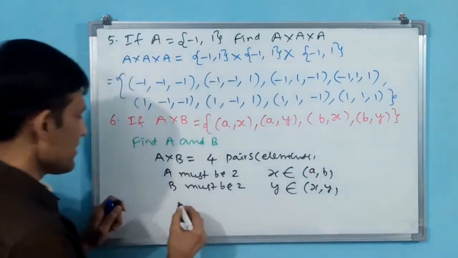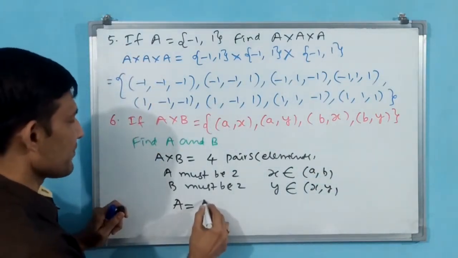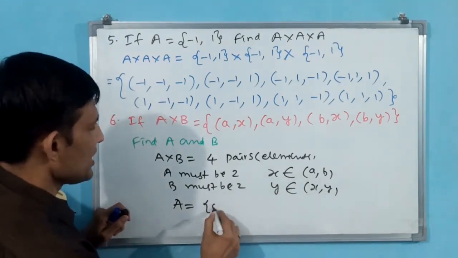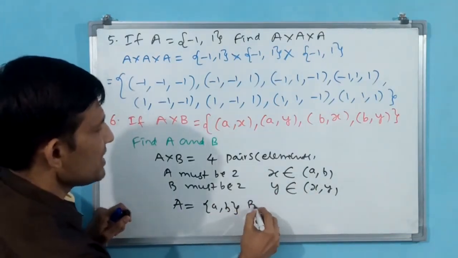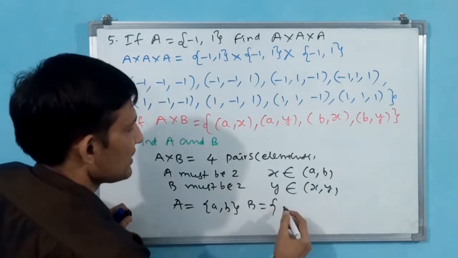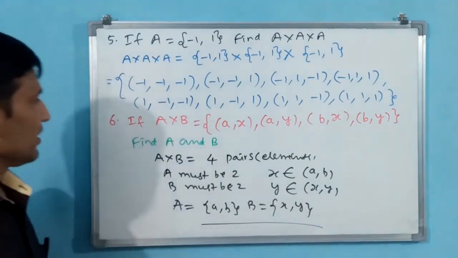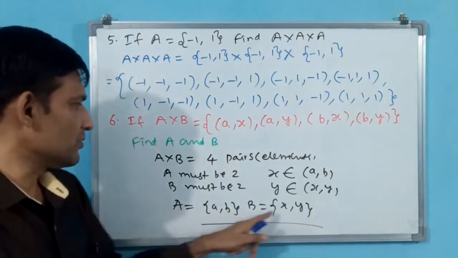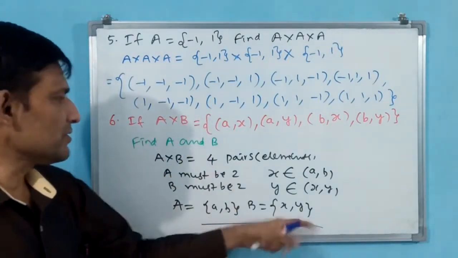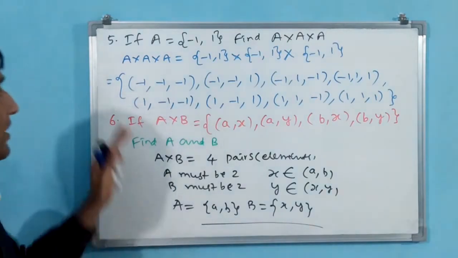That means A must be in the X position, {A, B}. B must be in the Y position, {X, Y}. That means this is the answer. He is asking us to find A and B. A is equal to {A, B}, B is equal to {X, Y}. This is the answer for your sixth question.